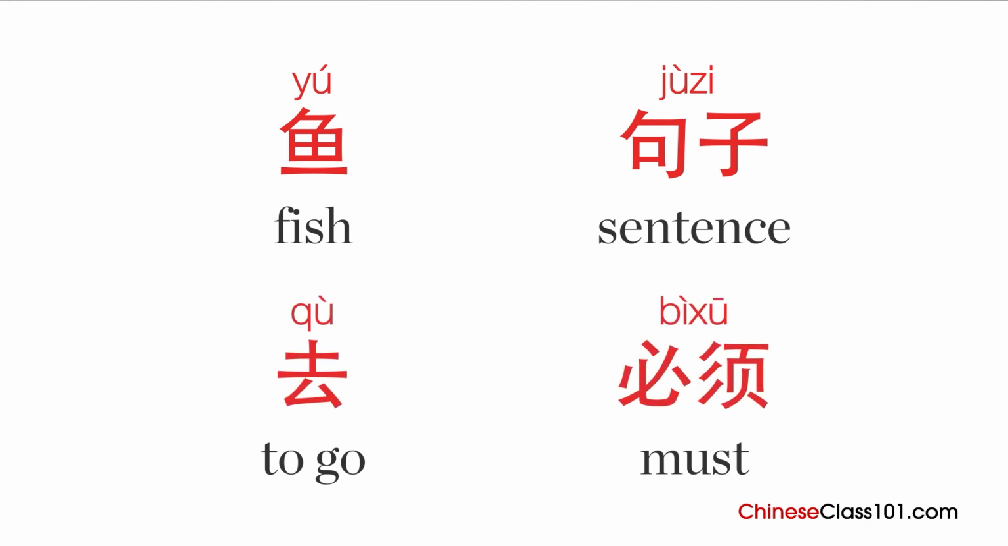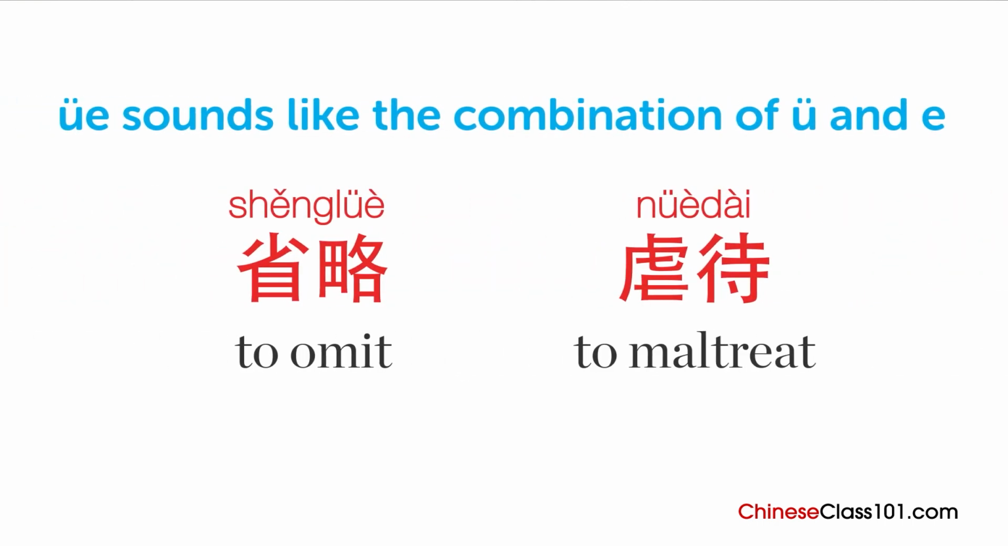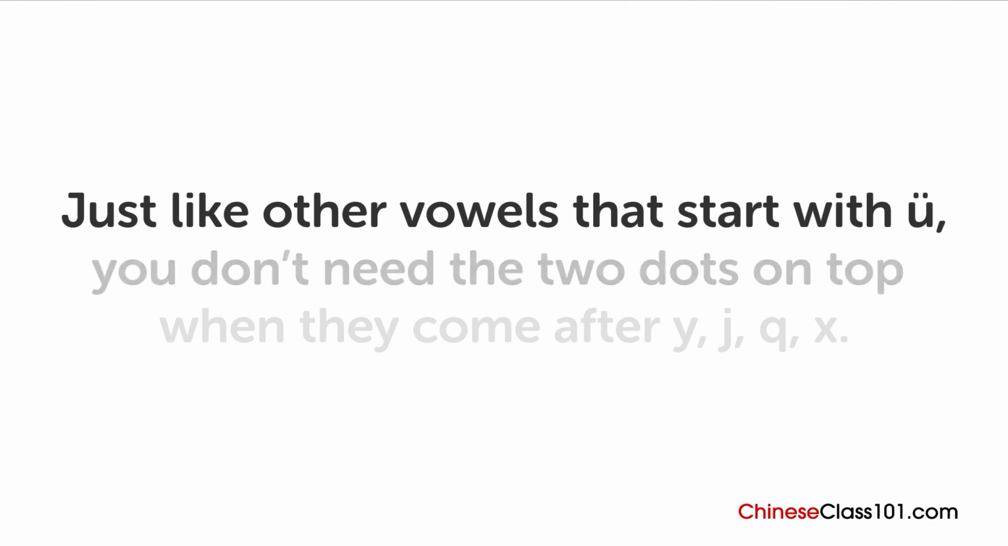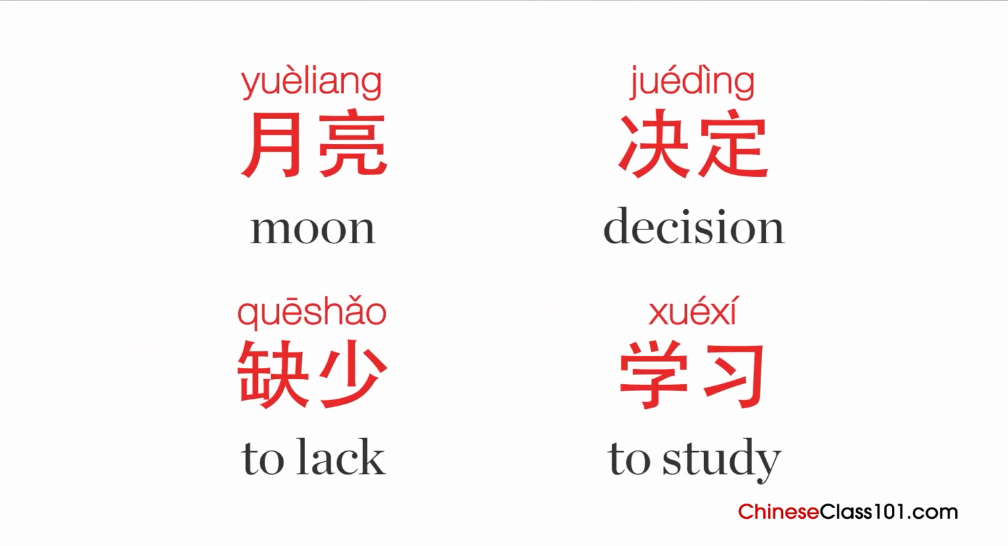This rule also applies to any compound finals that start with Ü. For example, 君 or 圆圈. 约 sounds like the combination of 鱼 and 呃, as in 省略, 虐待. Just like other vowels that start with Ü, you don't need the two dots on top when they come after J, Q, X, Y. In this case, we have 月亮, 决定, 缺少, 学习.